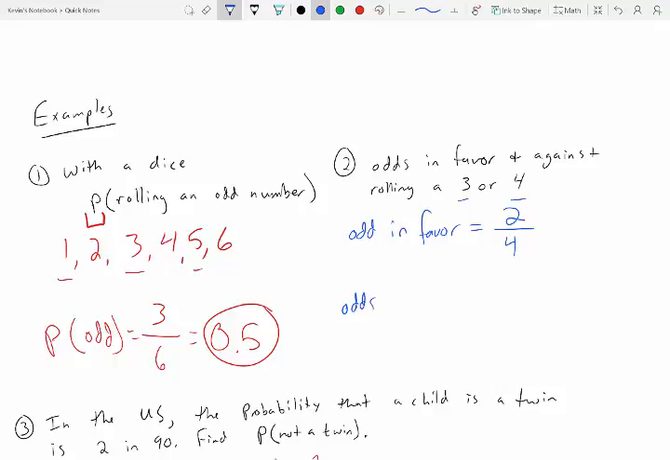If we say odds against, it's going to be the opposite of what we just got for in favor. There's 4 chances of not getting a 3 or a 4, and there's 2 chances of getting it, so we have what we don't want over what we want. And again, we don't need to simplify it. We're going to leave these as 2 over 4 and 4 over 2. So a little note, for odds, we don't simplify.